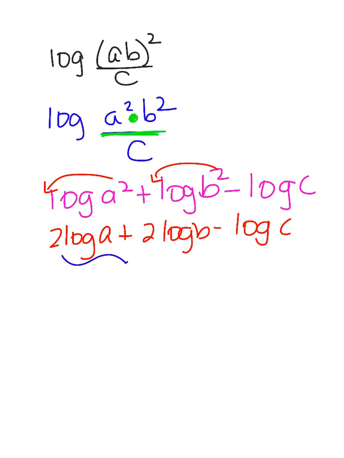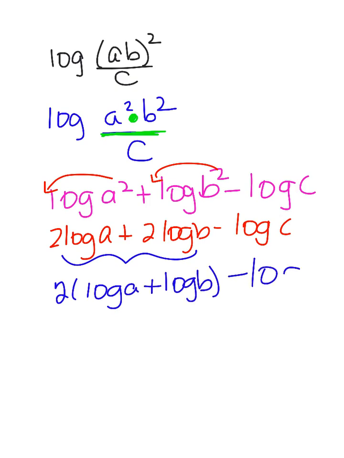And of course we could factor out the 2, so that's 2 log A plus log B, close the parentheses, minus log C. Okay, so let's take a look at 1b.